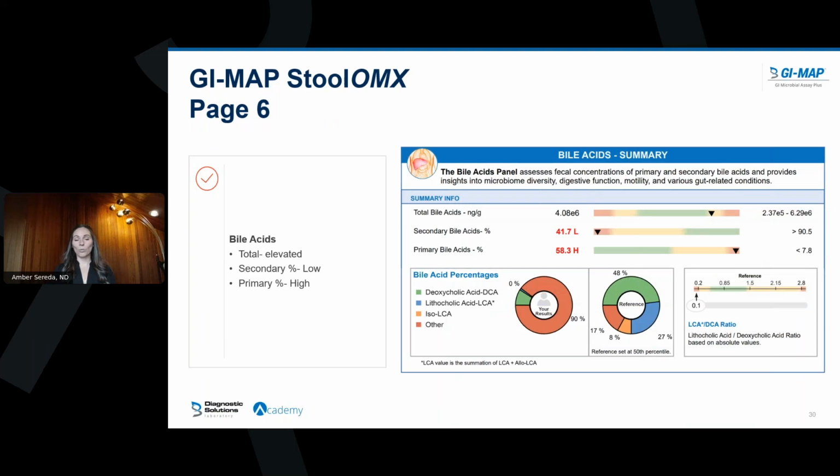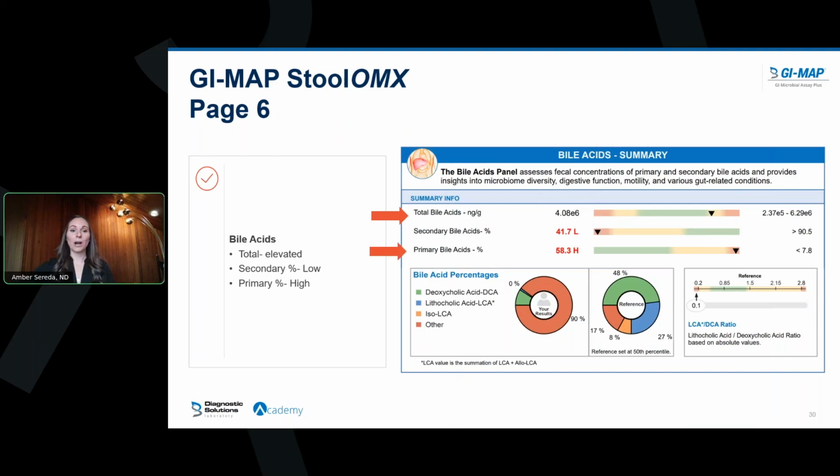Let's look at what we see on the StoolOMX for this patient. We're starting with the top half of that summary page, the bile acids section. This first number is total bile acids, which are starting to trend towards elevated. And this is going to be, again, a combination of our primaries and secondaries. So here I'm thinking synthesis or production of bile acids is not deficient. I'm thinking about potentially overproduction, issues with conversion, or potentially issues with reabsorption in that distal ileum.